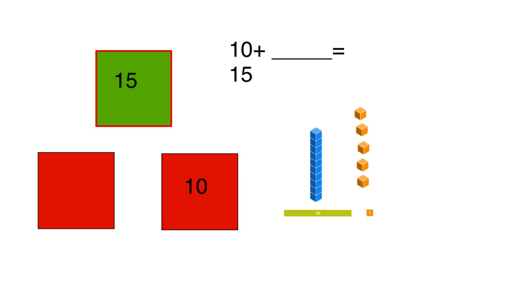Hi everyone. So our problem is 10 plus blank equals 15. So we know our total sum, our whole, for the part whole is going to be 15. Our known part is going to be 10. So we need to find this other number to give us 15.